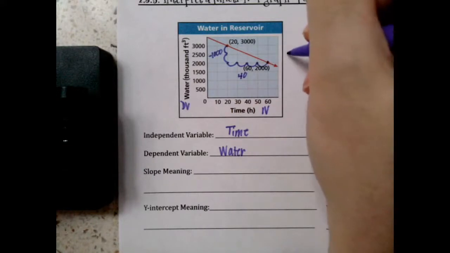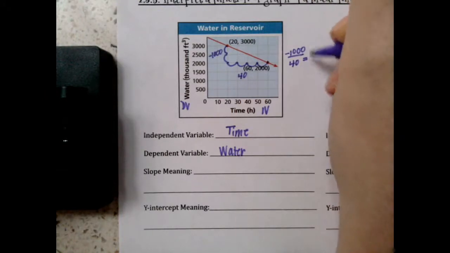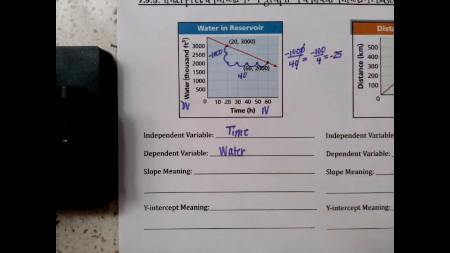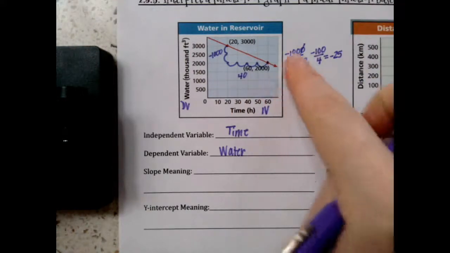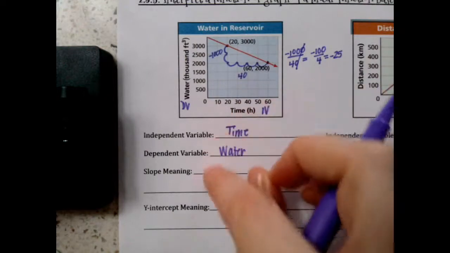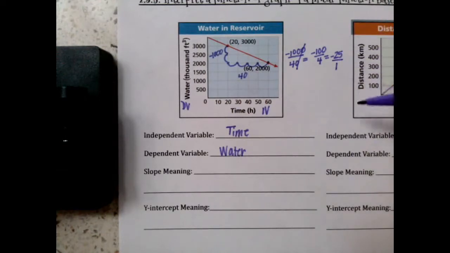So my rise over my run is negative 1,000 over 40, which we can simplify. If they both end in zeros, you can cross a 0 off. So negative 100 over 4, which is negative 25. You can also type that in your calculator and figure that out as well. So our slope meaning, we have negative 25 over 1. It's nice to have the rise and the run still so that we can be really clear.